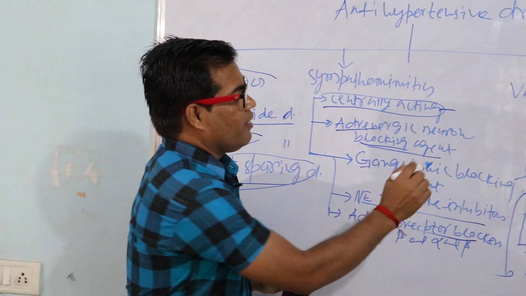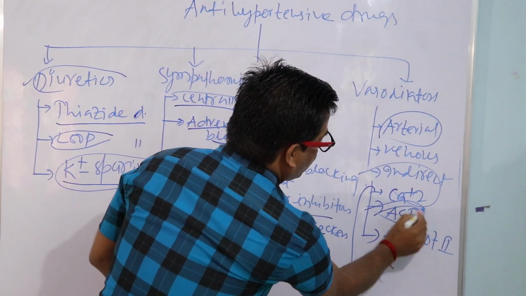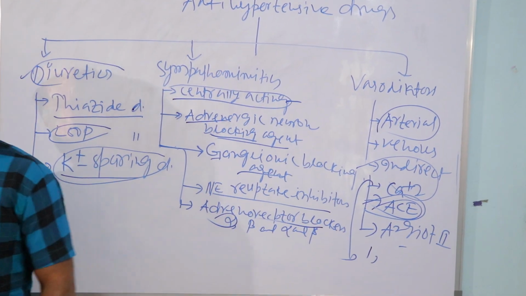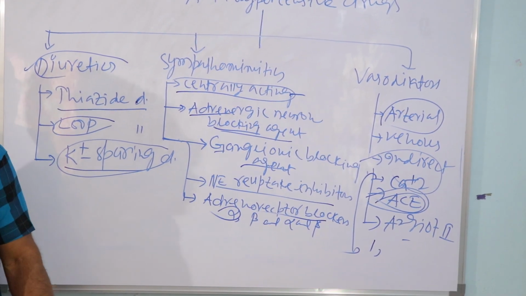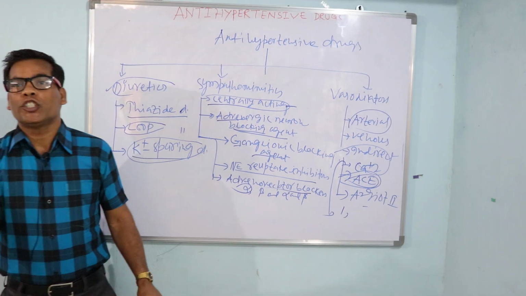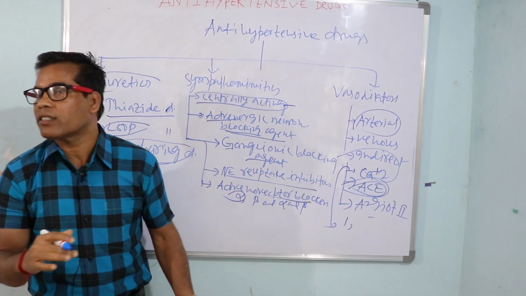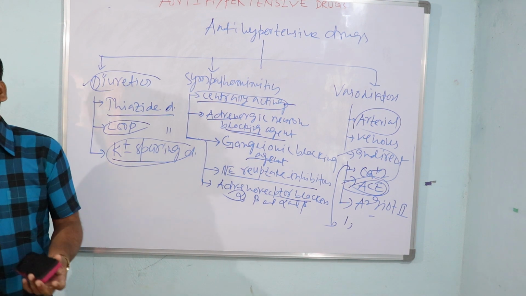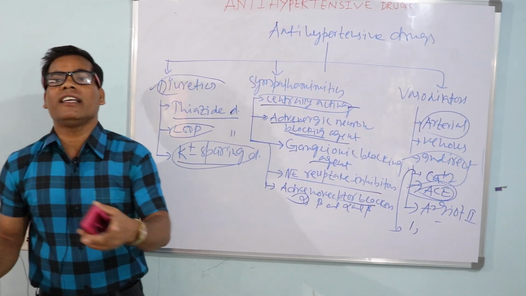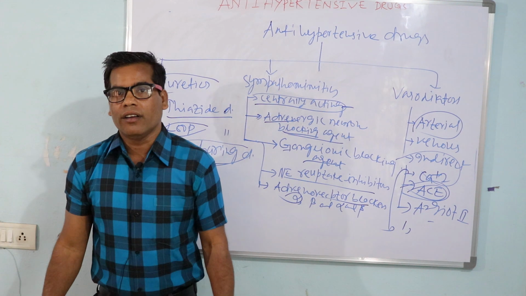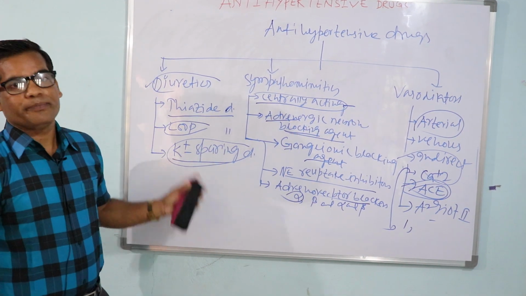Here the ACE inhibitors are the most common drugs, which inhibit the conversion of angiotensin 1 to angiotensin 2. If angiotensin 2 is not formed, there is no physiological effect. There is no vasoconstriction, there is no release of aldosterone. So these are the major classifications.